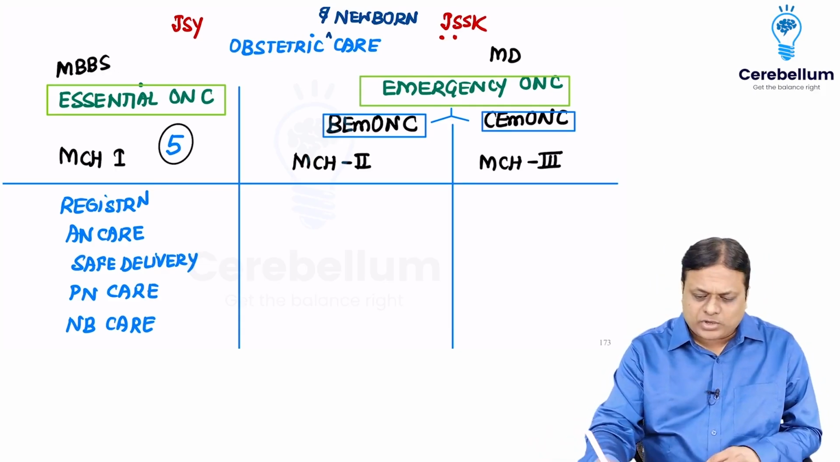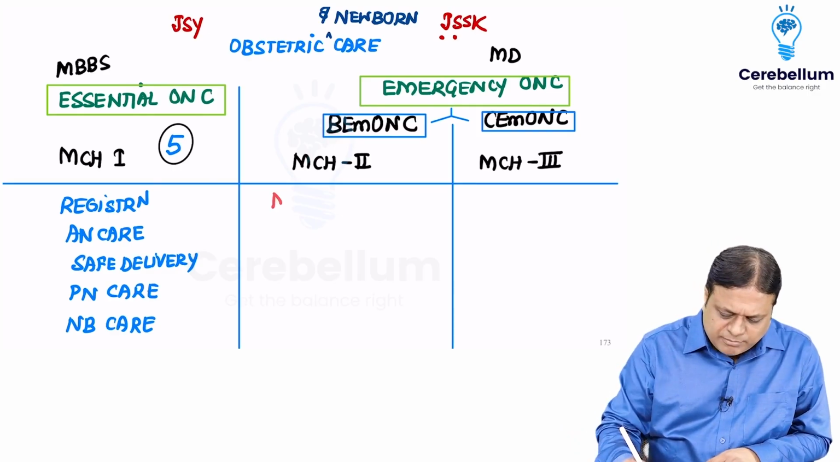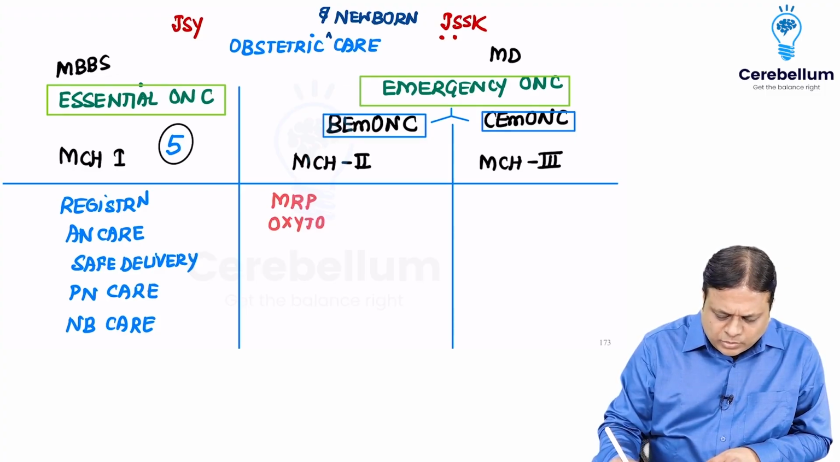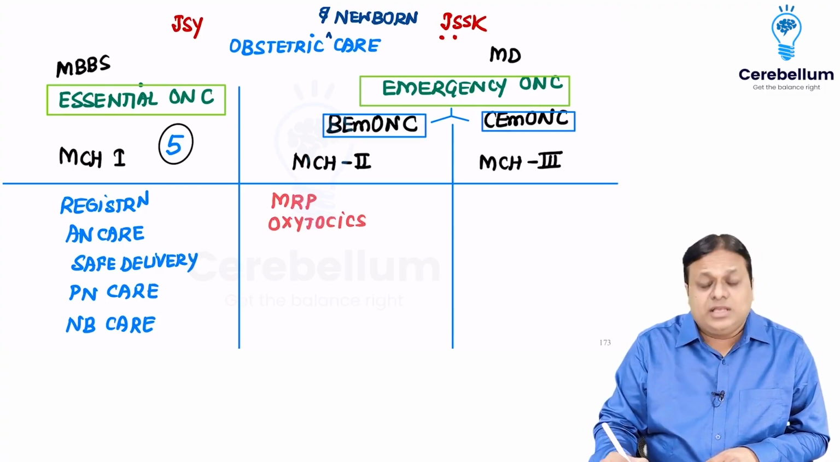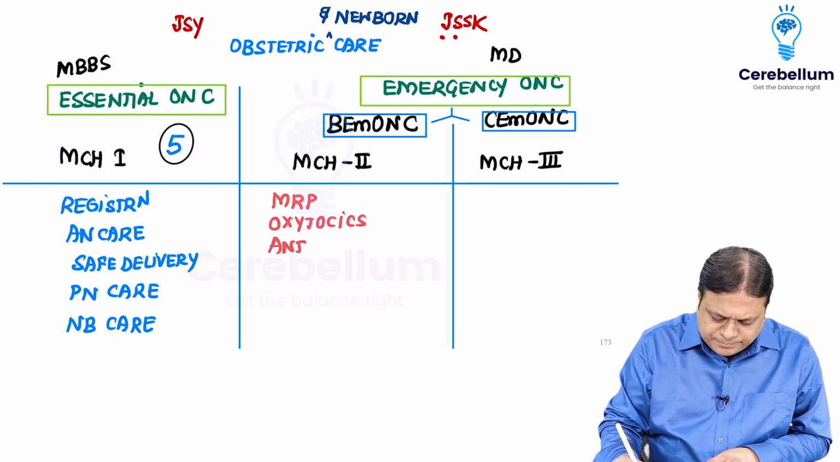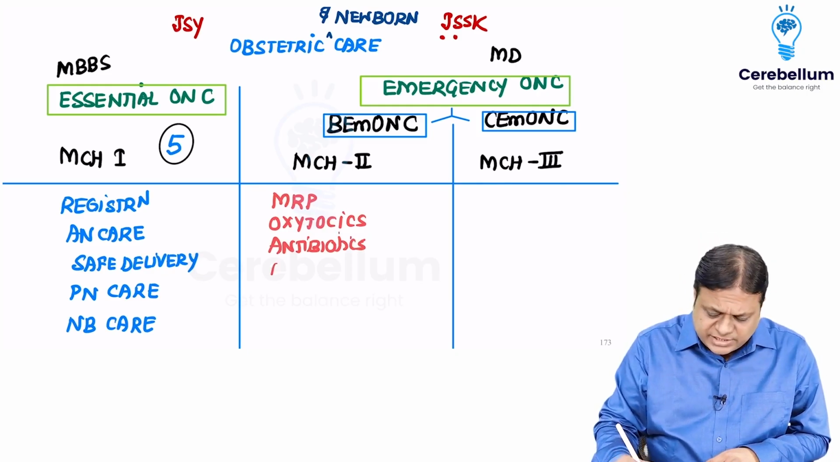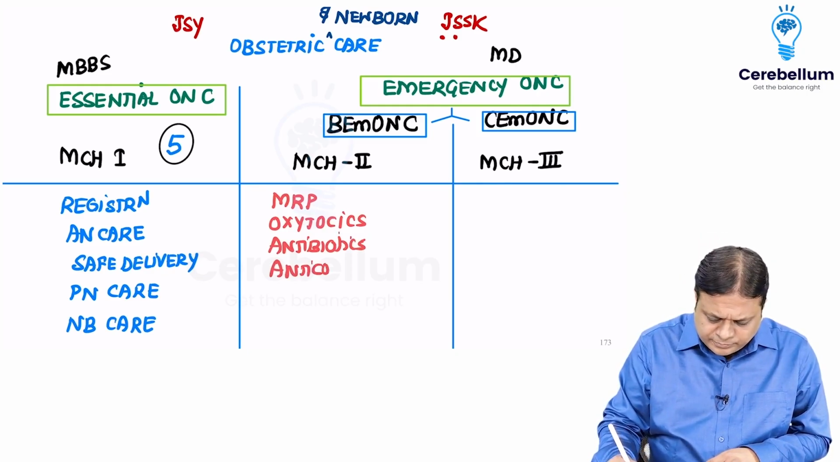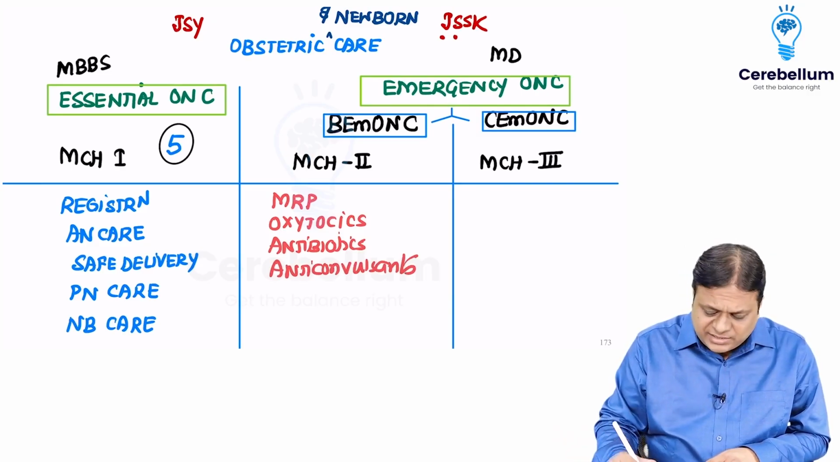When we look at BMONC care, this includes manual removal of placenta, oxytocics, antibiotics, anticonvulsants, assisted delivery.